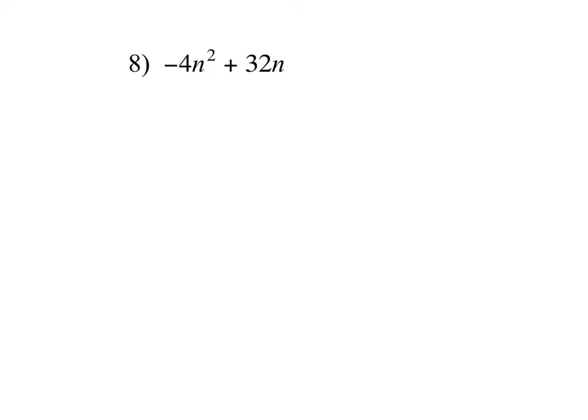And I'm going to start by factoring out my common factor, so negative 4n. So I'm going to have n minus 8. And that's it. There's nothing else that we can simplify or factor on this case.